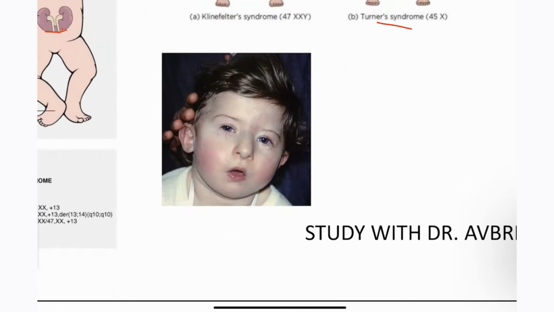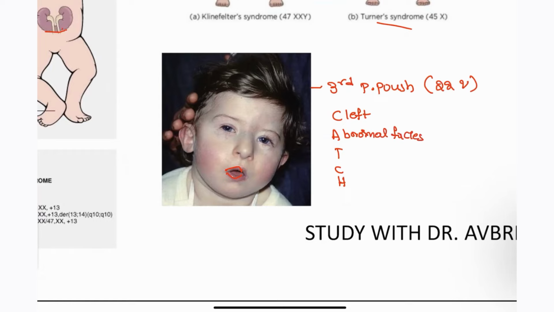And here you can see DiGeorge syndrome, right? In DiGeorge syndrome, this is mostly due to a defect of the third pharyngeal pouch. What is the chromosome? 22 short arm is affected. So there is a mnemonic, CATCH. C is for cleft: cleft lip or palate will be seen. A is for abnormal faces. T is for thymic hypoplasia, because the third pharyngeal pouch is involved.